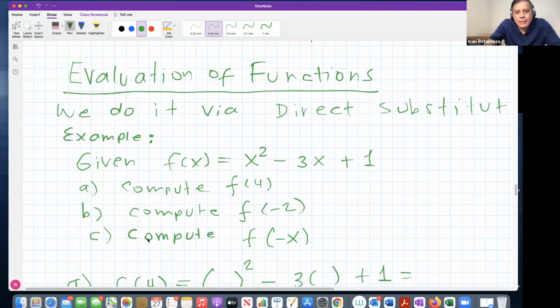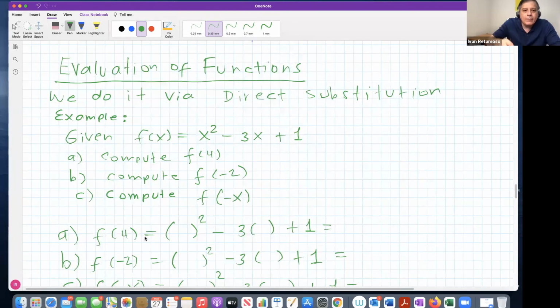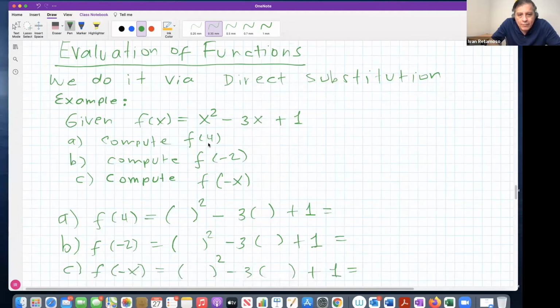It turns out functions can be evaluated. The input value can be evaluated so that you can get the output value. How? We do it via direct substitution. What is a direct substitution, Professor? Well, here is an example. It's very simple. Suppose your function is defined by this rule x squared minus 3x plus 1. This rule is telling you that you have to square the input value, whatever it is, then multiply by 3 and subtract that result from x squared and then add 1. So they say compute f of 4, compute f of -2, and compute f of -x.